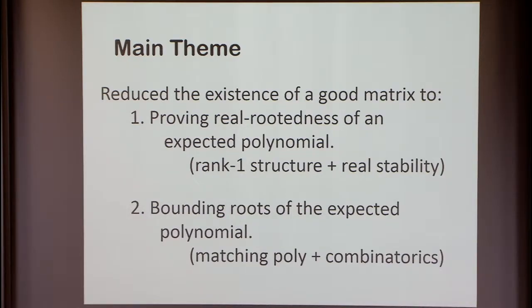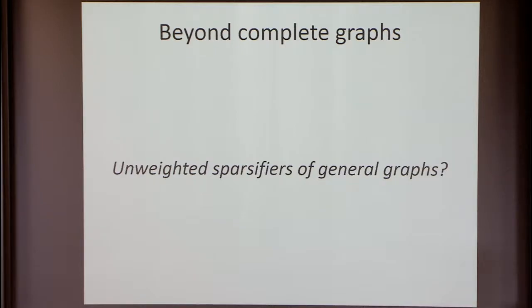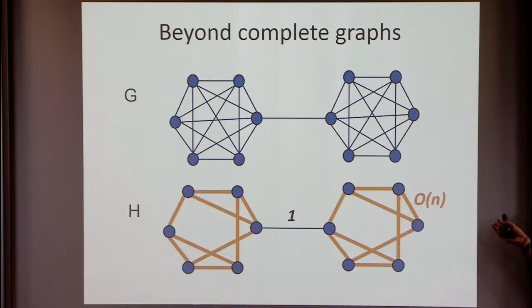I want to end by saying one more thing. We've now figured out exactly what happens for the complete bipartite graph. But what if I wanted to get unweighted sparsifiers of general graphs? This is not possible in general. This is the example that I showed you in the first talk that shows it's not possible. For the dumbbell graph, you need weights that are order n as 1.